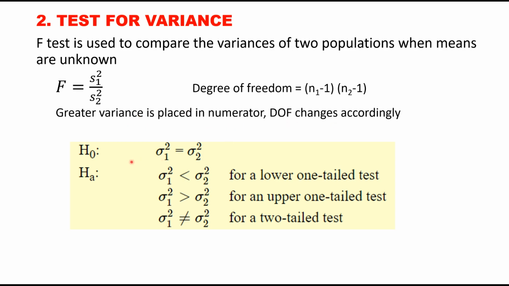And here also you can make a null hypothesis that the two variances are the same, and the alternate hypothesis can be that they are different: less than, more than, or not equal. So this is a one-tail test. This is also a one-tail test, but this is the lower one-tail test. This is the upper one-tail test, and this is a two-tail test.